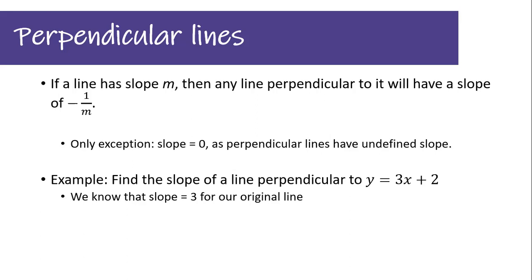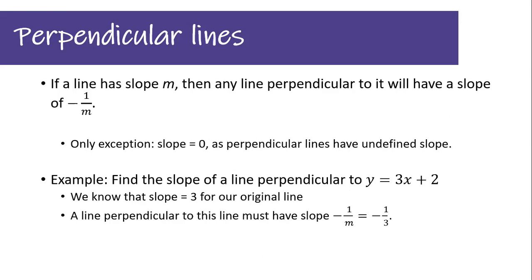But for example, let's say that you want to find the slope of a line perpendicular to y equals 3x plus 2. It's the same example that we had before, but now we need to find a perpendicular line to it. Our original line, remember, has a slope equal to 3. So finding the opposite reciprocal, the reciprocal of 3 is 1 over 3, and the opposite would be -1 over 3. So any line perpendicular to this line must have a slope of -1/3.